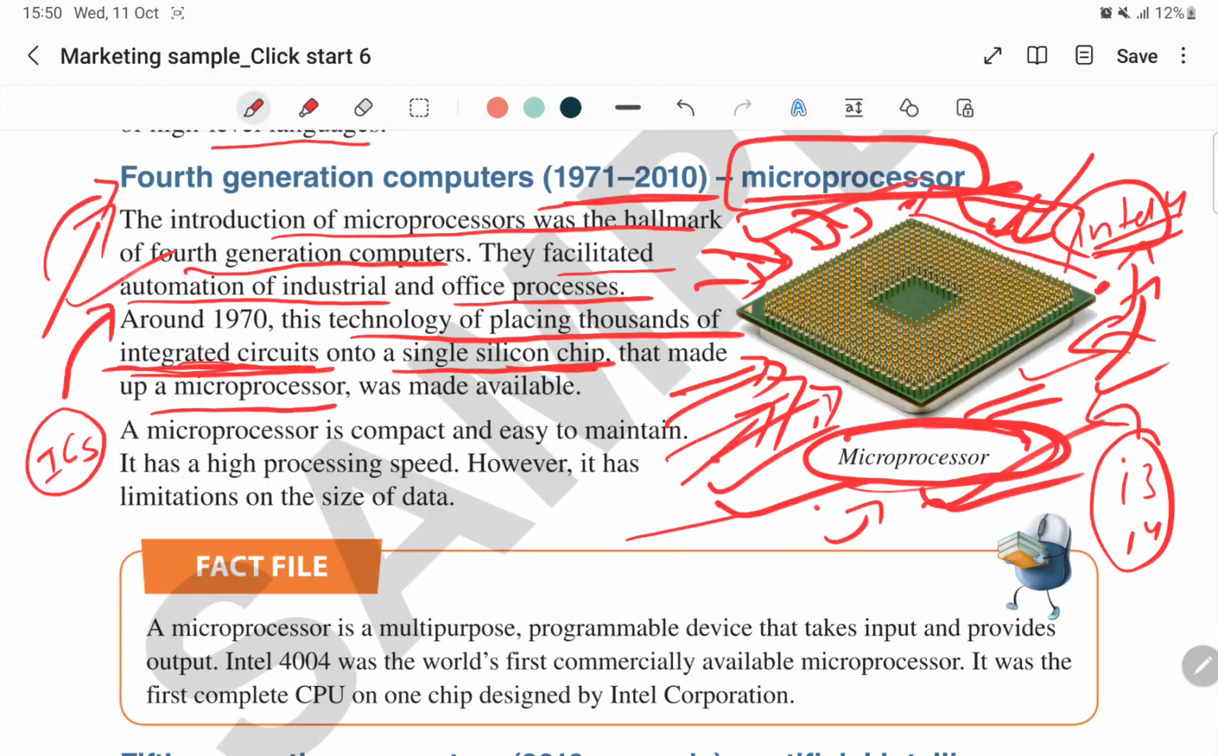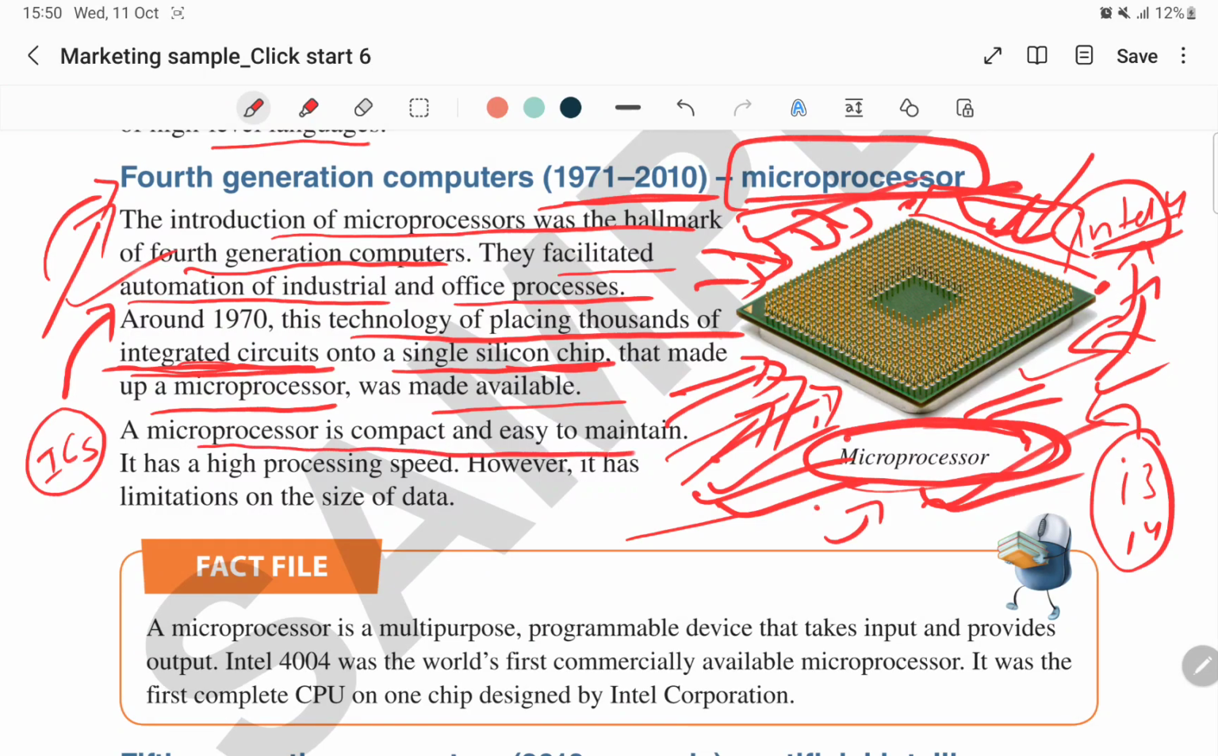So thousands of them are placed on this silicon chip on the green board, and so our microprocessor is now completed. Around 1970, this technology of placing thousands of integrated circuits onto a single silicon chip was developed, and the microprocessor was made available. So how can we define a microprocessor?